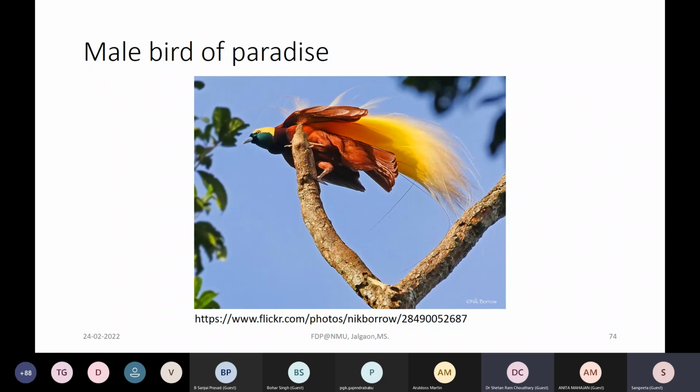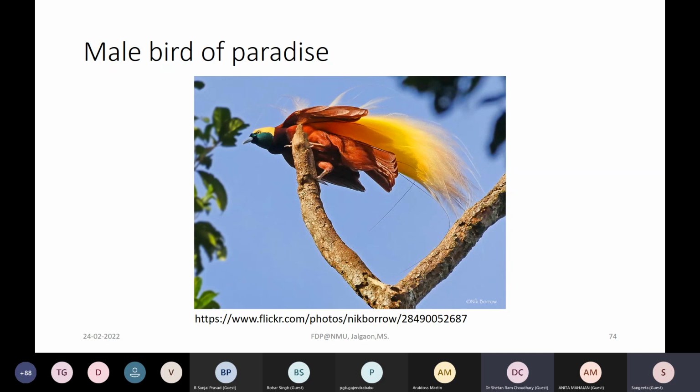Is it for us? Why is it made attractive? The color. No. For whom is it made attractive? The male species of the birds are made attractive for whom? For the female partners. Yes, correct. Very true.